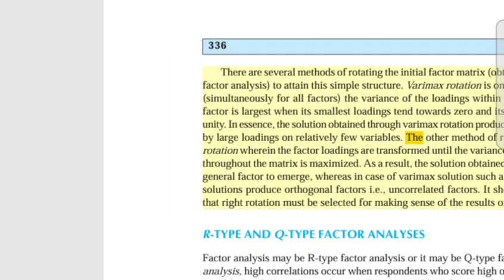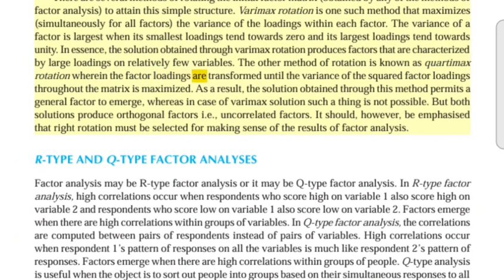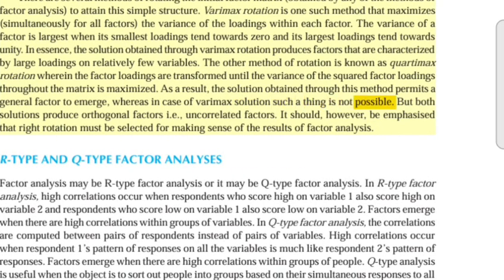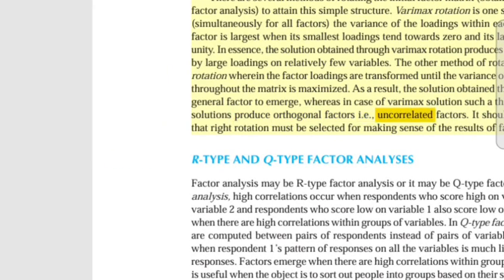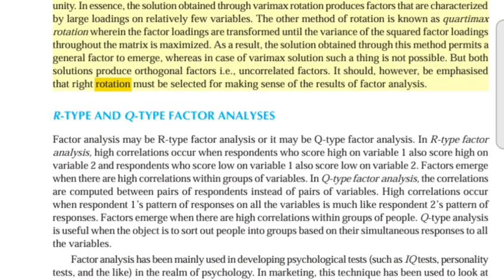The other method of rotation is known as Quartimax rotation, wherein the factor loadings are transformed until the variance of the squared factor loadings throughout the matrix is maximized. As a result, the solution obtained through this method permits a general factor to emerge, whereas in case of Varimax solution such a thing is not possible. But both solutions produce orthogonal factors, i.e., uncorrelated factors. It should, however, be emphasized that right rotation must be selected for making sense of the results of factor analysis.